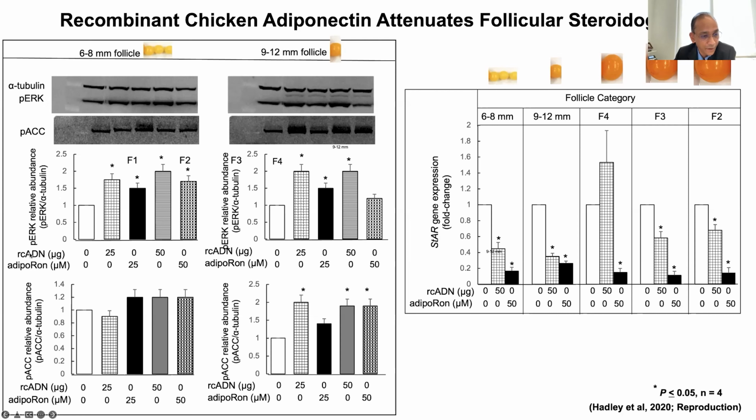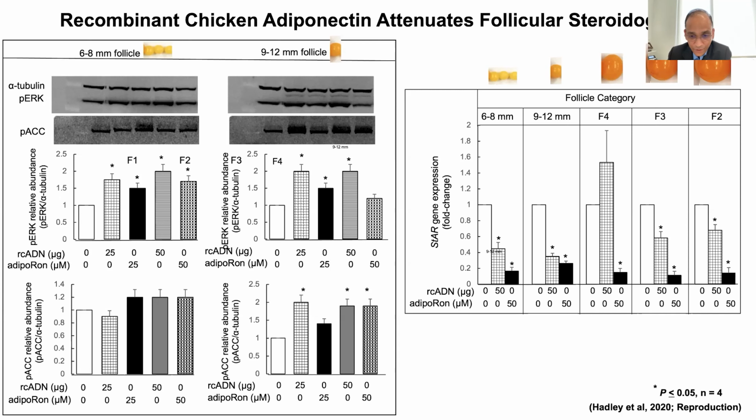We tested not just a recombinant adiponectin, we tested another compound called adiporon. This is a synthetic small molecule that will stimulate the adiponectin receptor. And it behaves exactly the same way as recombinant adiponectin in attenuating steroidogenesis and steroid production in theca cells. All right, these all look very science fiction, like how are we going to apply that to practical industry, okay? And we were looking for any other compound.